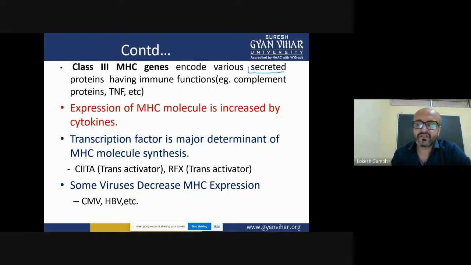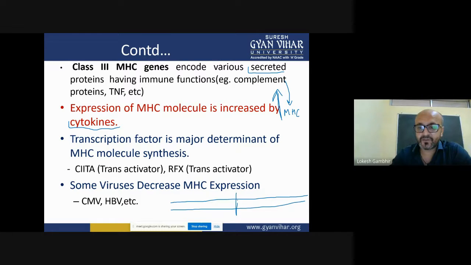It performs various functions, like multiple cytokines such as TNF alpha, and complement proteins, that we'll be talking about in subsequent lectures. When we are talking about 1, 2, and 3, the expression of these MHC molecules from the gene is increased by the cytokines when any kind of immune response is elicited. Fine. And suppose you have a gene, with this particular MHC region, the HLA region, then its promoter segment will also be present here.